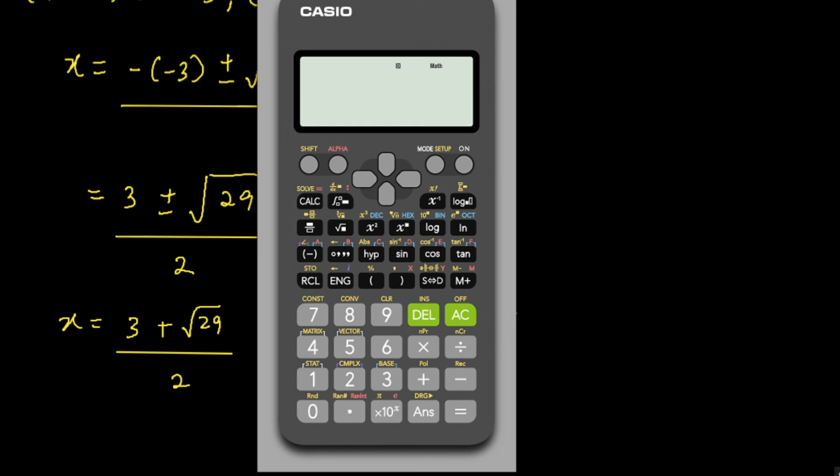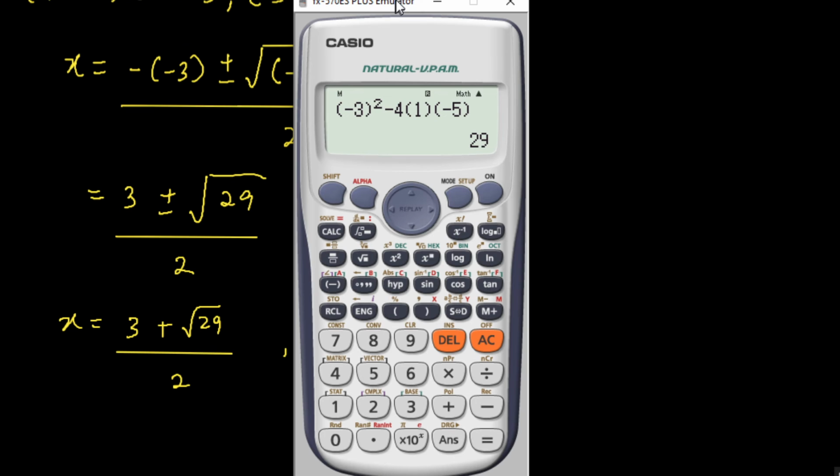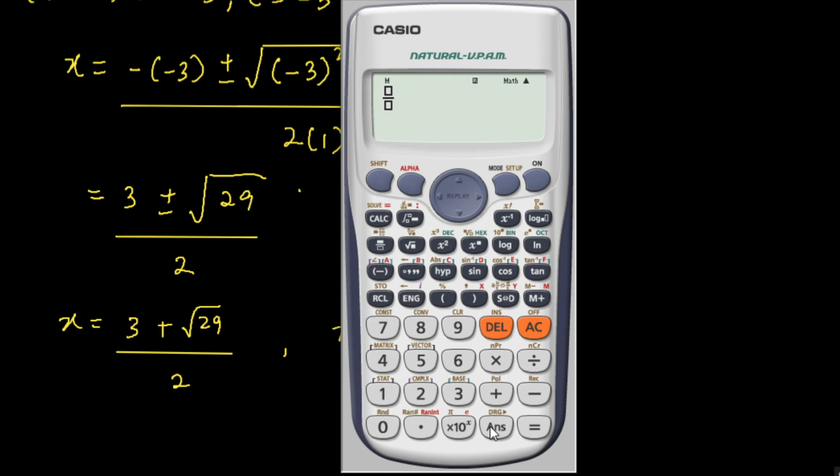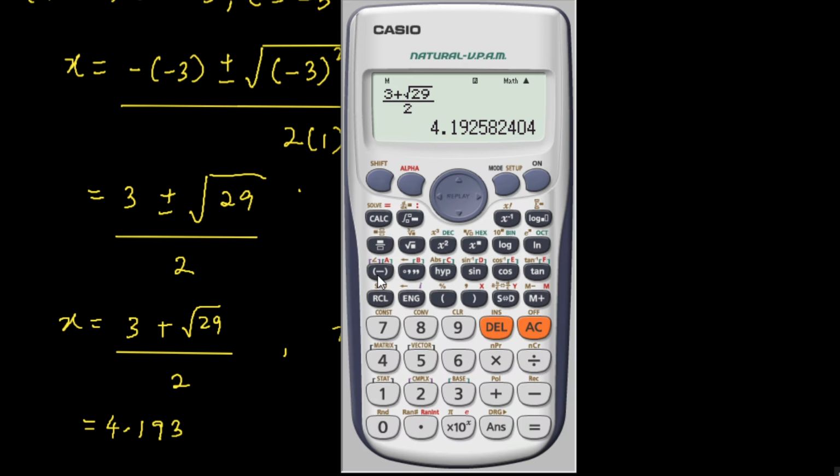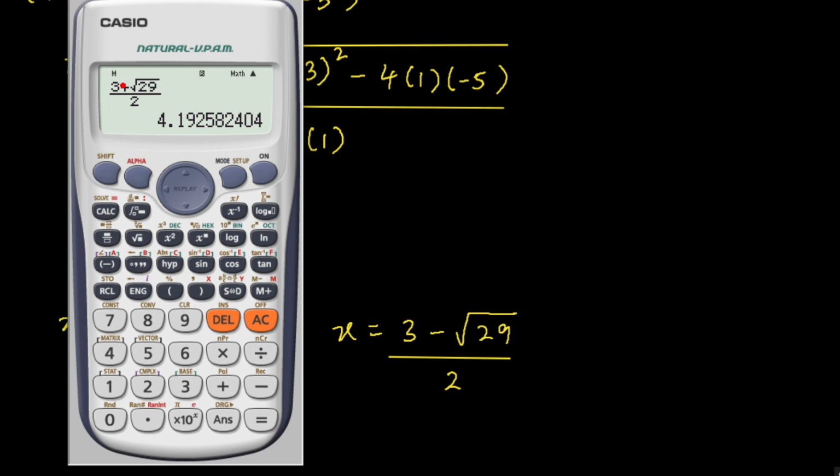Now I will type this in. The first one is 3 plus the square root of 29. You can also press like this if you have this type of calculator, divided by 2. We just press equals and convert to decimals. We will get 4.193. Here, this digit is 5 and above, so we add 1. So the answer is 4.193.